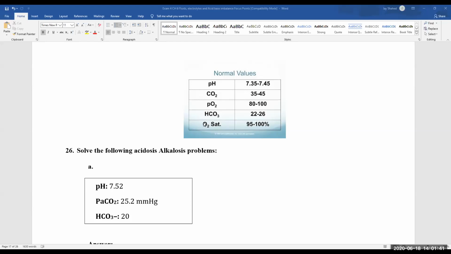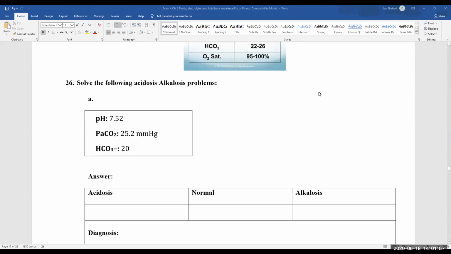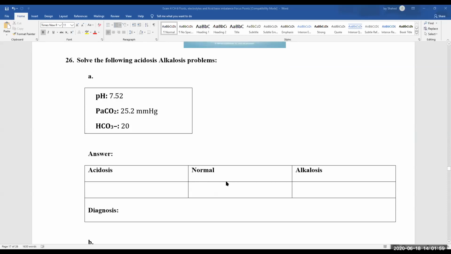Forget about the oxygen here. Just make sure that you know the pH is 7.35 to 7.45, carbon dioxide is 35 to 45, and bicarbonate is 22 to 26. By knowing this right away, you're going to create a chart like that for yourself. That would be the simplest way. In creating a chart like this, you're going to plug in whichever value in here.